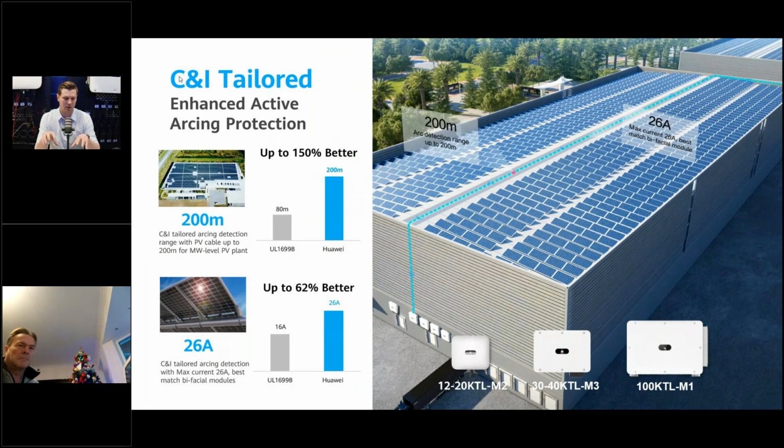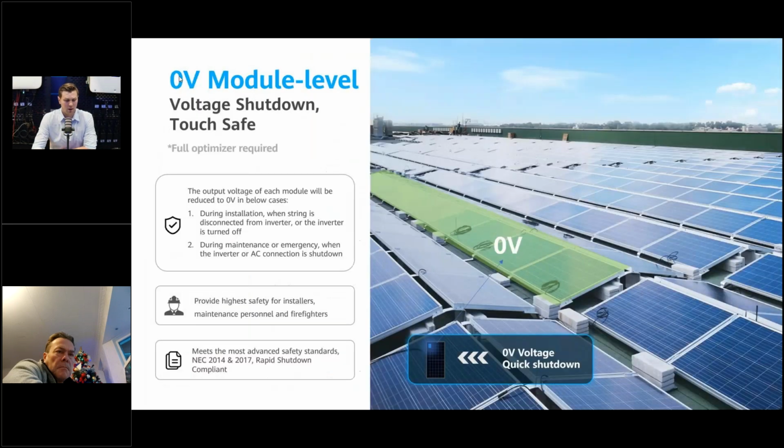That's why technically it is very hard to achieve 100% accuracy if we want to work with higher currents. The same function we have with optimizers on residential scale, we have in commercial and industrial. So the zero voltage shutdown, this is the function we can have if we use the optimizers and we have the fully optimized system.